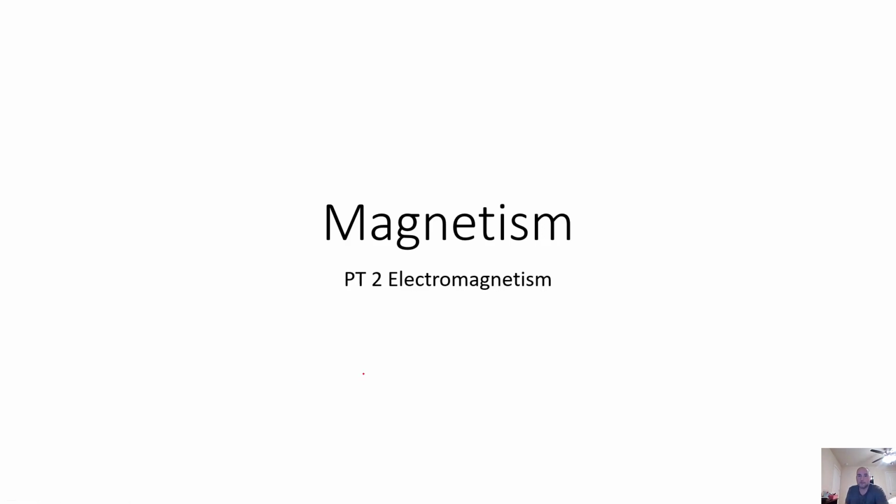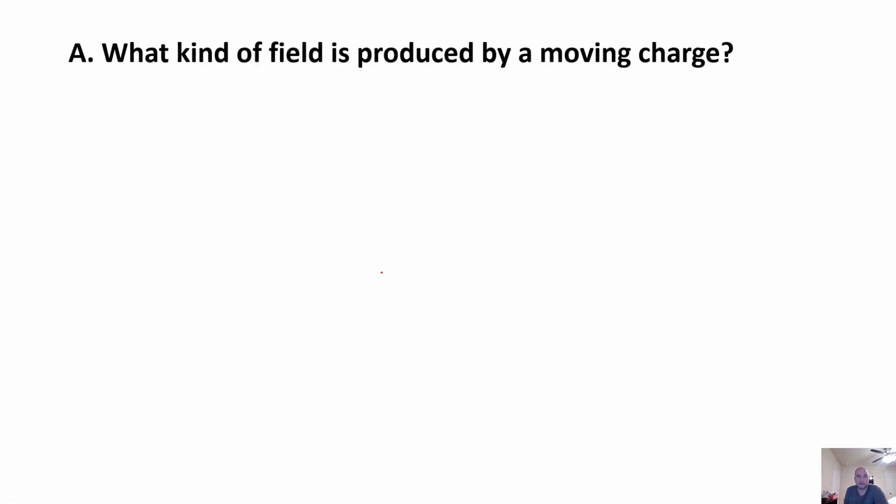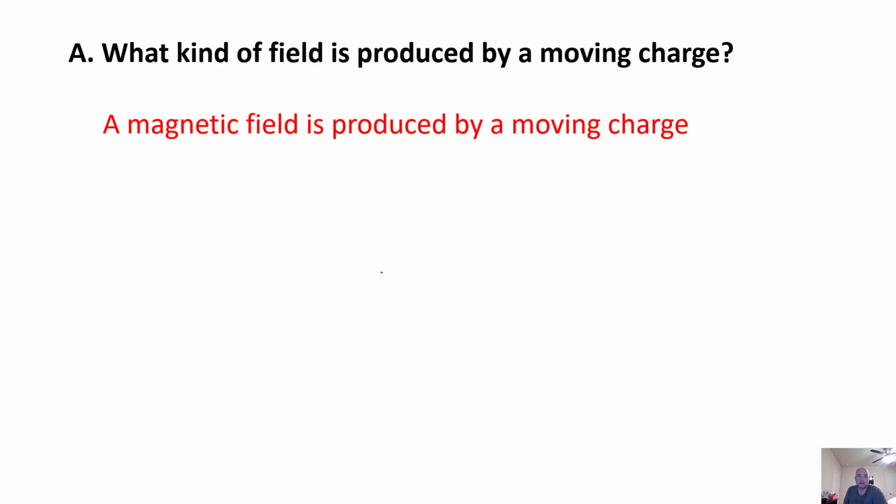On electromagnetism. It's in the magnetism unit, and the first question here is something you should have before. What kind of field is produced by a moving charge? And the answer is going to be a magnetic field is produced by that moving charge.